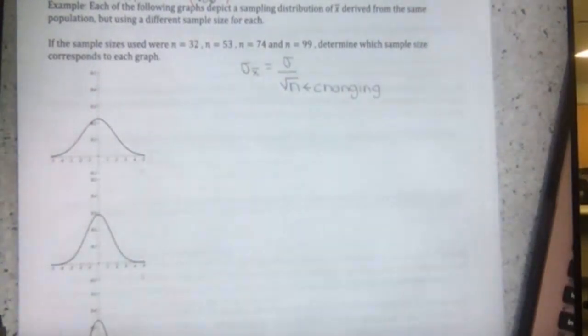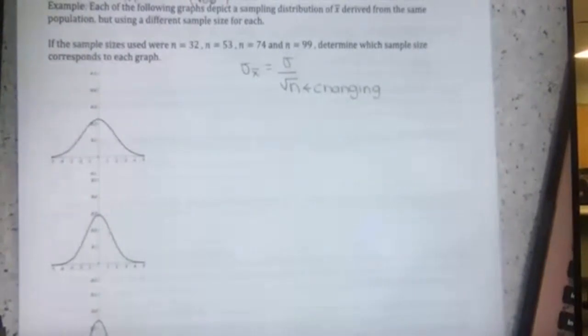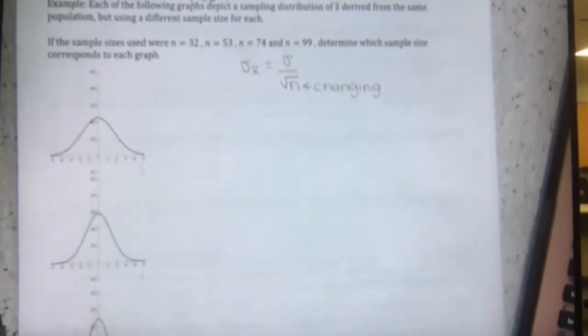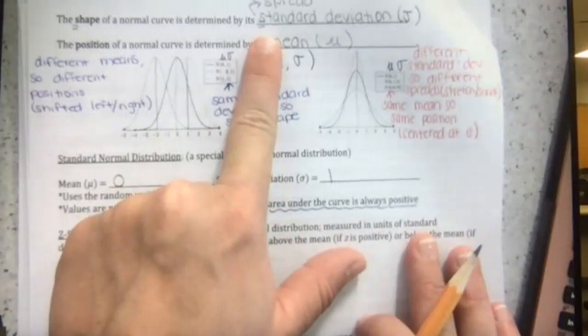Let me go back and find those notes. Because the population mean is the same thing as our sampling distribution mean, the mean isn't going to change, just the standard deviation. Going back, remember, the standard deviation is the spread. This is chapter 6 notes. Remember we did this? That changes the shape of our graph.